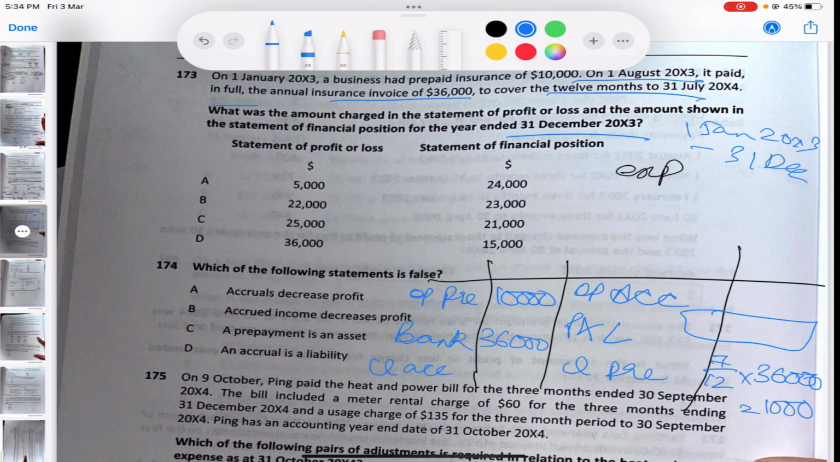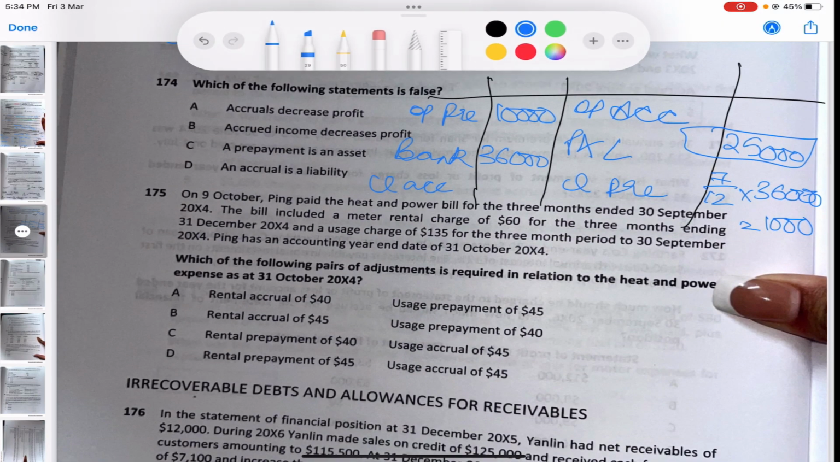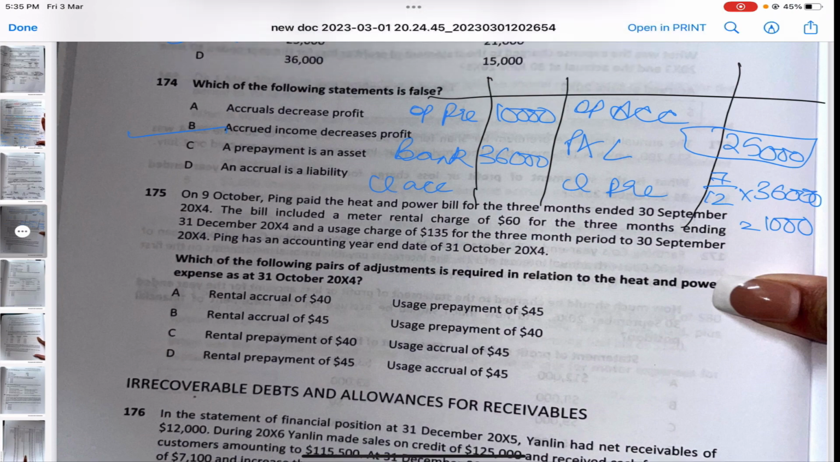What is my P and L? My P and L will be 25,000. Also 7 months it's prepaying, so 21,000 will be my prepayment. Easy. Okay, now let's read 174. This is very easy. B is my answer. Accrued income will obviously increase your profit.